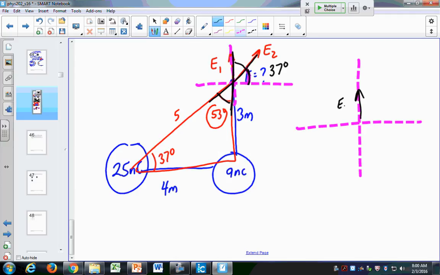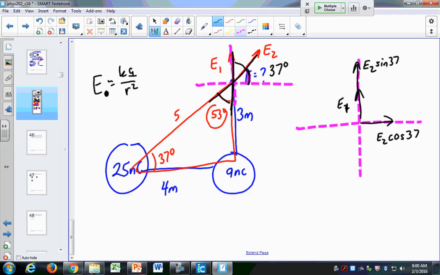E1, E2 sine of 37, because I've now found that direction, and this is E2 cosine of 37. All right. Now you would find the magnitudes, or you might have already found the magnitudes. I'm not going to do that here, but it's going to be E is equal to KQ over R squared.